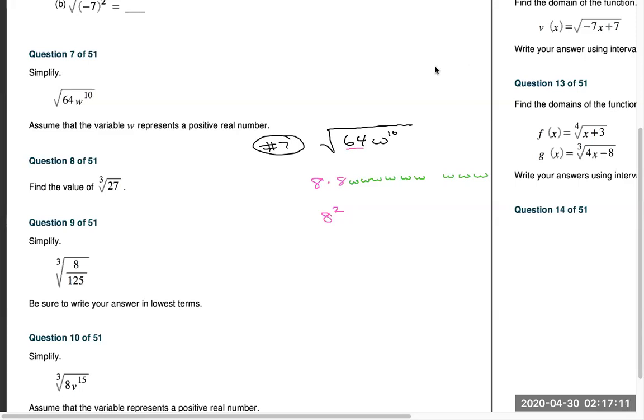I lost a radical and some w's. I need it here too. How many did I lose? 1, 2, 3, 4, 5, 6, 7, 8, 9, 10. All right. So one way that you could say this, that's actually w to the 5th squared.